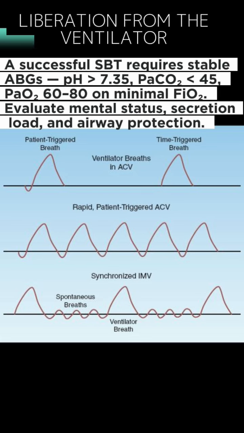We do several ABGs regularly and check the pH is greater than 7.35, PCO2 less than 45 and PO2 60 to 80. That means that the ABGs are fine and we are ready to go, and the patient is doing well, that the patient can be taken off from the ventilator. You can also check the mental status, check the secretions, to see whether the patient will be able to breathe if we take the patient out from the ventilator.